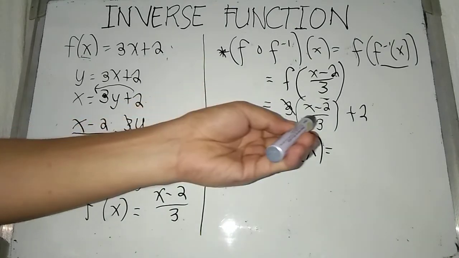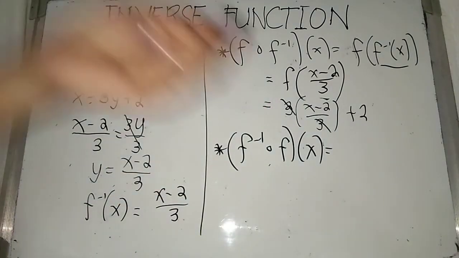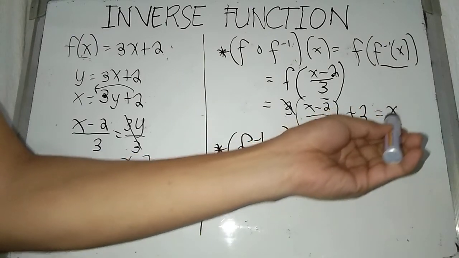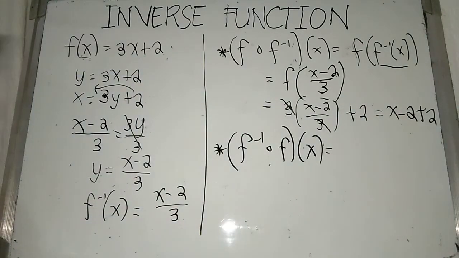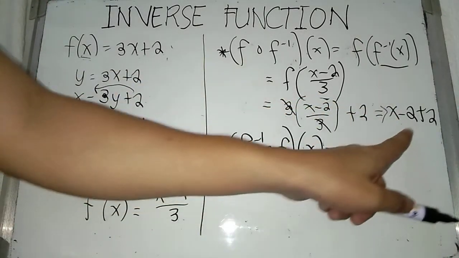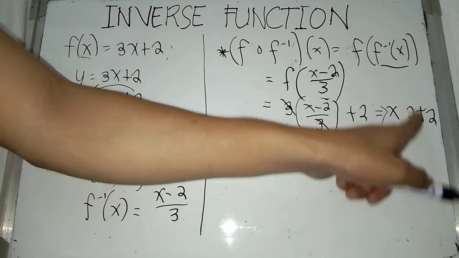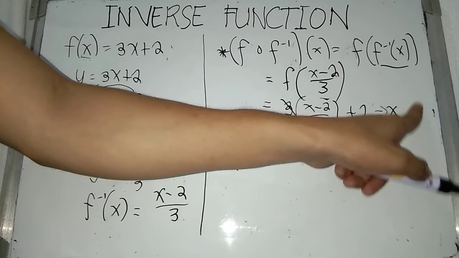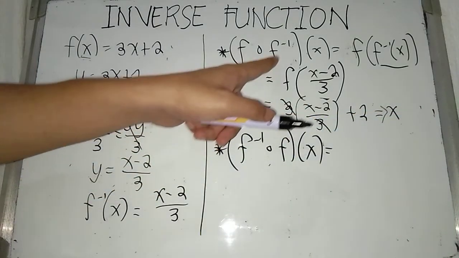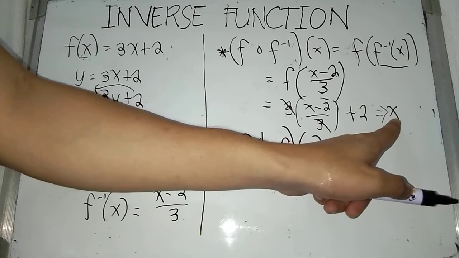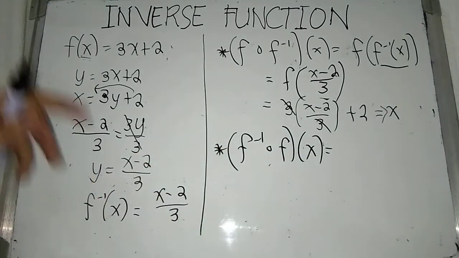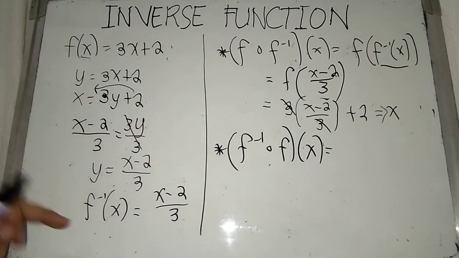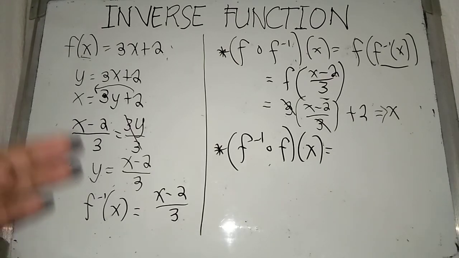So from here, we're going to cancel that. So what's left is x minus 2 plus 2. But what is negative 2 plus 2? That is 0. So in short, what's left is x. So f composite of f inverse of x is just x. Now, on the second case, make sure that the result is also x so that we could say that the original function and the f inverse function are really inverses to each other. Meaning to say their graphs are mirror images of each other.